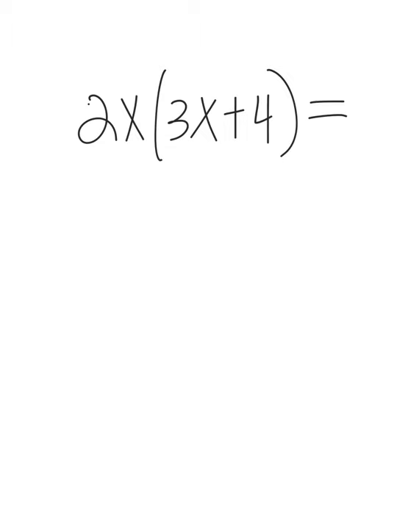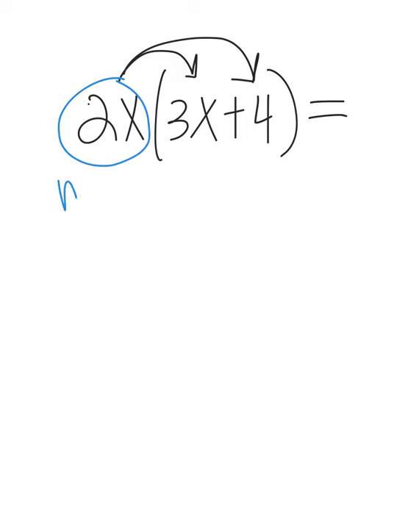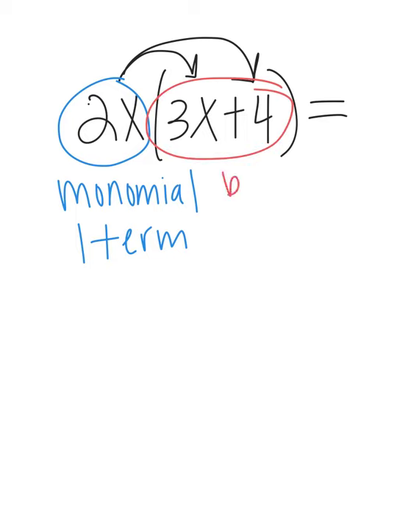So last week you practiced multiplying a monomial times a binomial, and we just used the distributive property to distribute out the monomial to each term in the parentheses. So let's go ahead and talk about what each one of these was. This first one was a monomial because it's just one term. And then the parentheses would be a binomial because there's two terms. And I know that because the 3x and the 4 are separated by this plus sign.